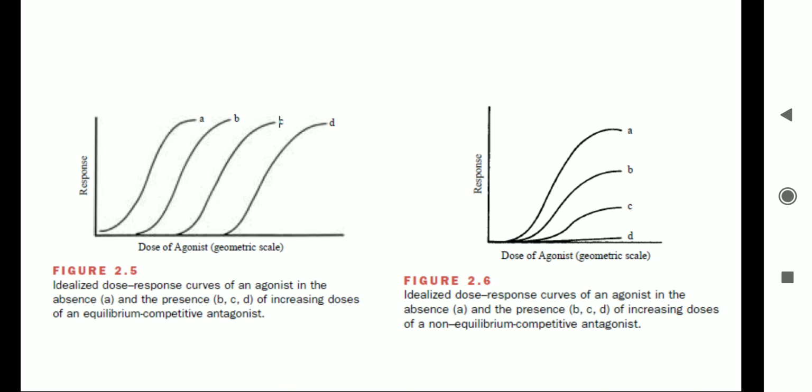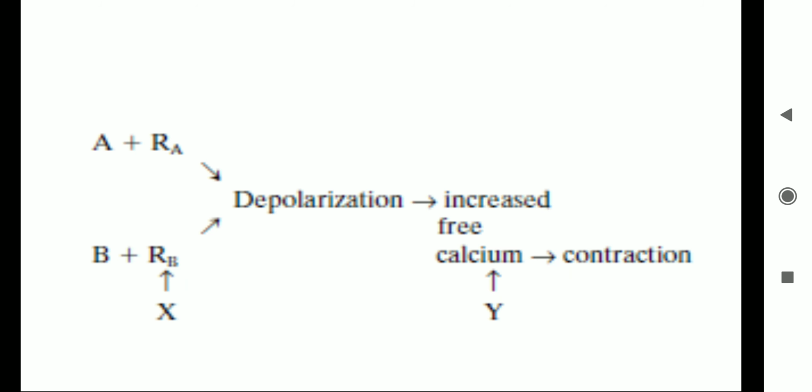So this brings us to the next topic, that is non-competitive antagonism. Non-competitive antagonism occurs when the antagonist has a different site of action than that of the agonist. Meaning the receptor, or the active site where the agonist and antagonist are going to come and bind, is not the same. They both are different.